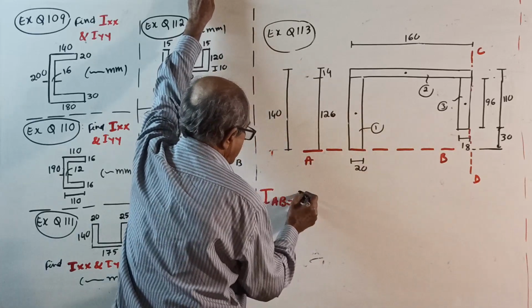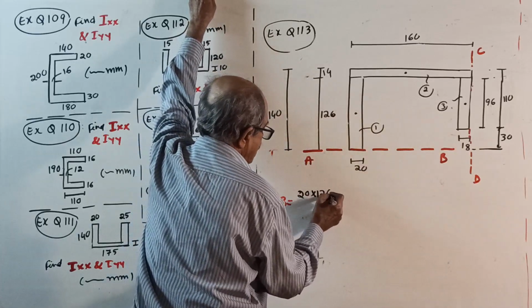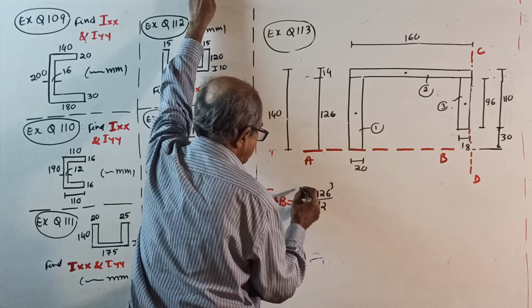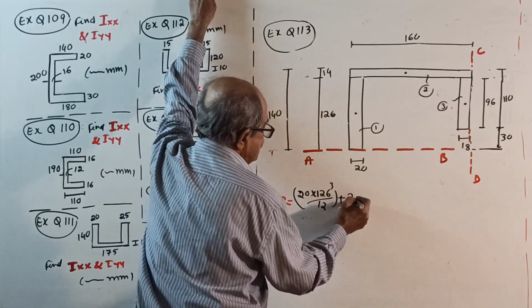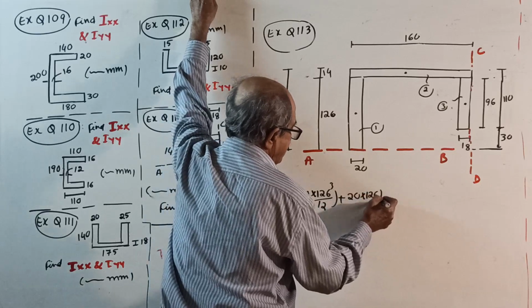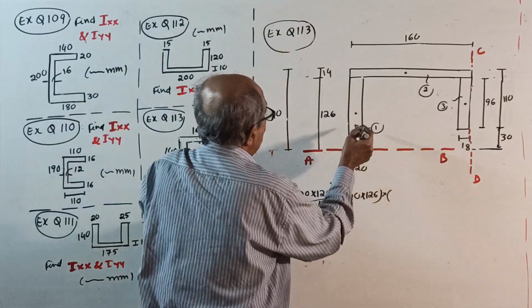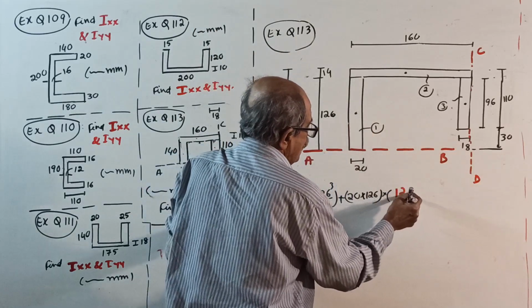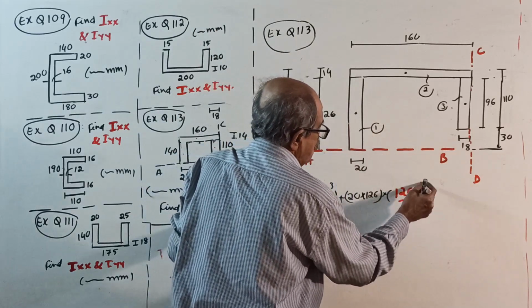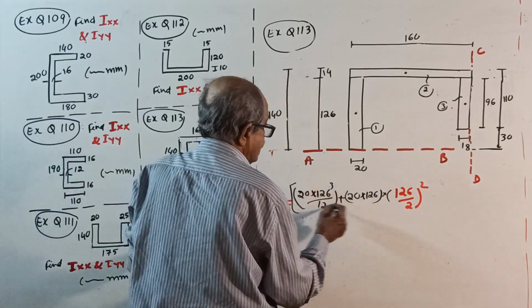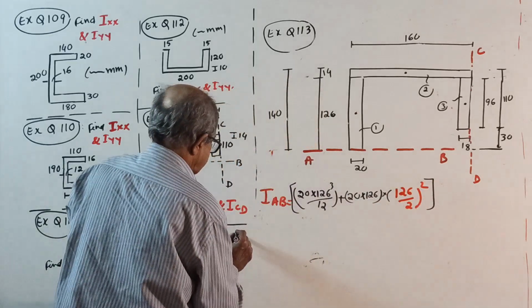20 into 126 cubed by 12, that is Ig, plus area. 20 into 126 is the area, into 126 by 2, that's all, by 2 whole squared. This is for part 1, plus for part 2.